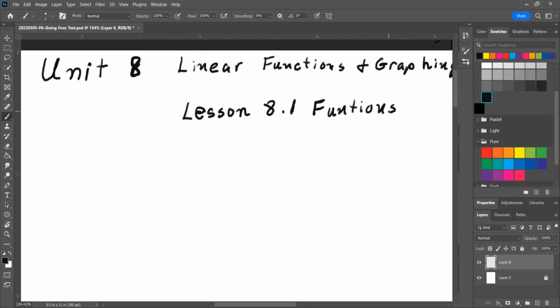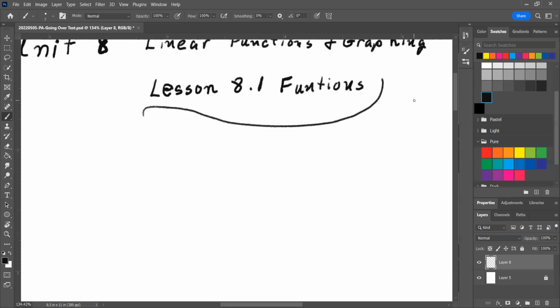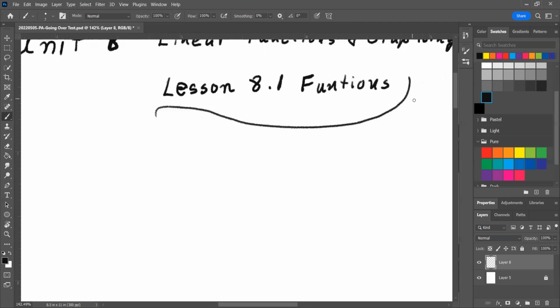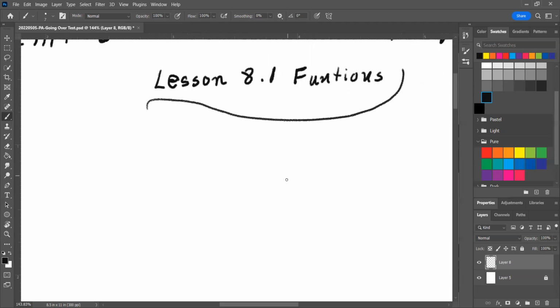Which is the first truly algebra topic we've talked about. We've used algebra, but this is a big boy algebra topic right here. You can handle it. I have faith in your abilities. All right. So a function works like a machine.